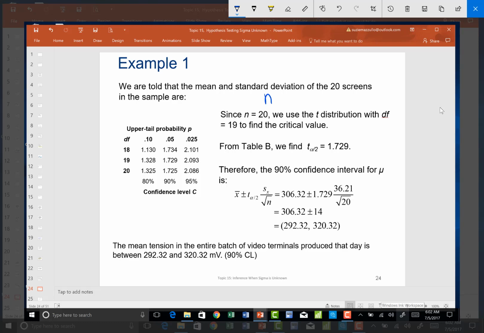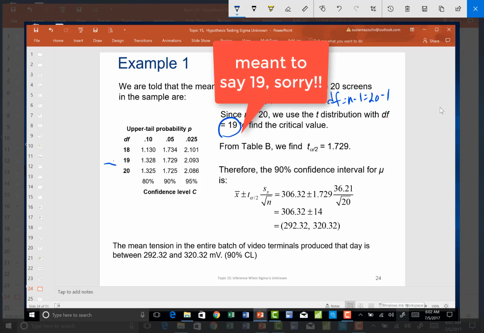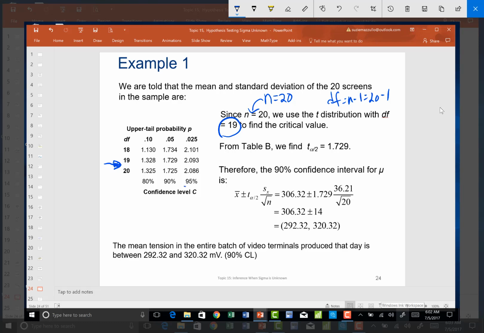For the sample size of 20 that we see right here, the degrees of freedom is n minus 1, or 20 minus 1, which gives us 15 degrees of freedom. Now we need to find the critical value for a 90% confidence level. That's where these two intersect, so my critical value is 1.729. So really we need two pieces of information to find the critical value: the confidence level and our sample size. I think in your PowerPoints, these numbers down here were incorrect. They're corrected here.